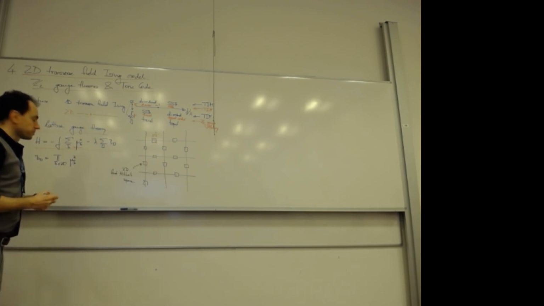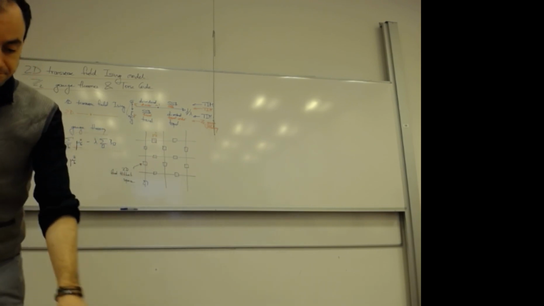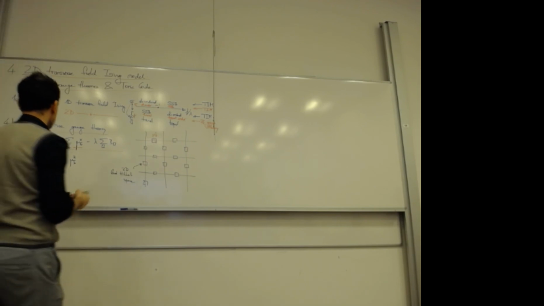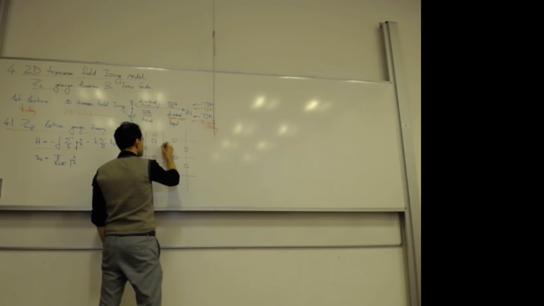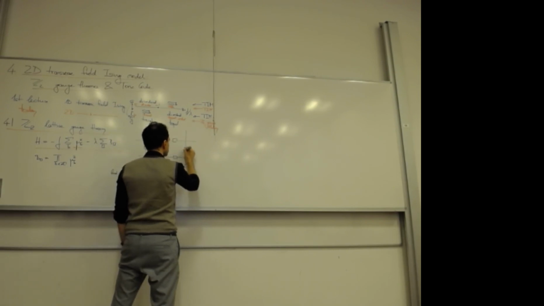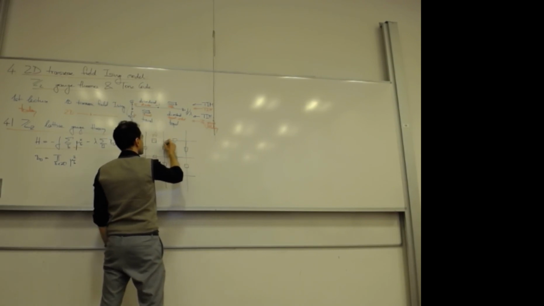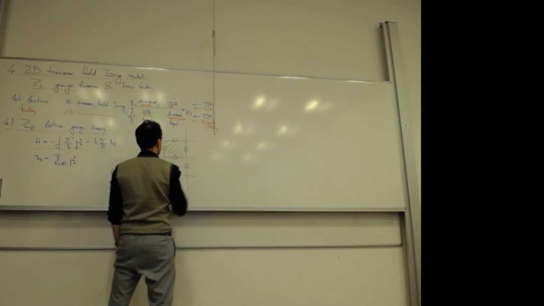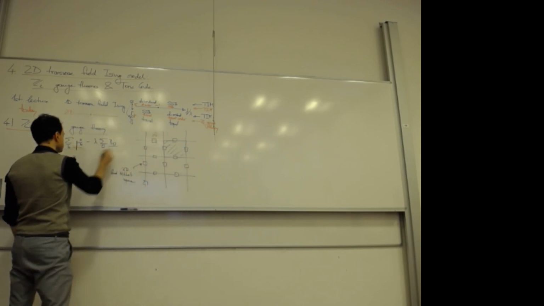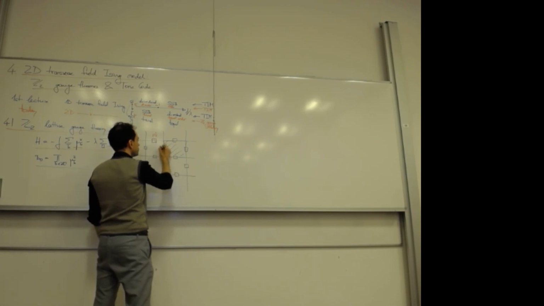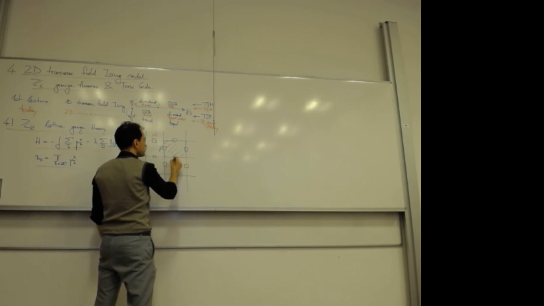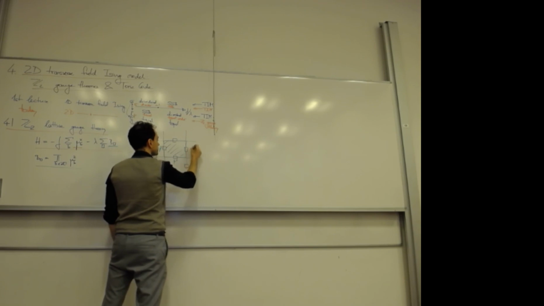And then there is something a bit more crazy. This is this plaquette there. This is this line here. And that's the product of mu z at this bond times mu z at this bond times mu z at this bond times mu z at this bond.